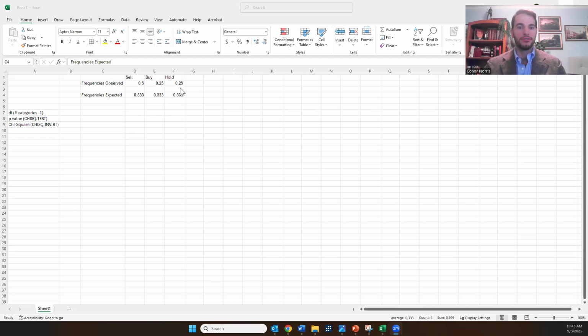So the first thing we do is the degrees of freedom. So that's the number of categories minus one. So we have these three categories minus one, giving us two degrees of freedom.